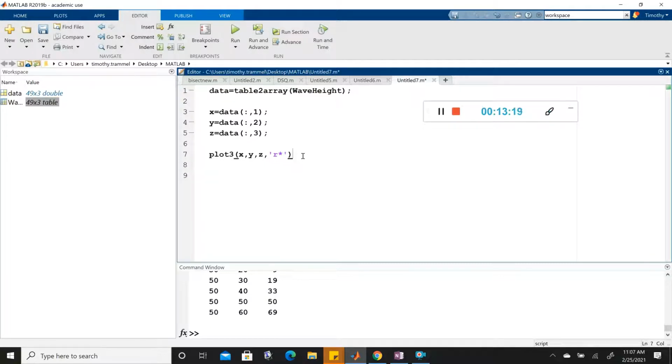But let's also label these things. So how about X label? This was hours or duration of the wind. The Y label, this was the speed of the wind in knots. And Z was the wave height in feet. Okay, let's go ahead and try and run this.